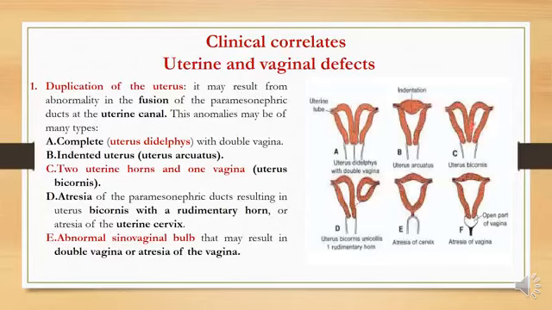Two uterine horns and one vagina is called uterus bicornis, or there may be atresia of the paramesonephric duct resulting in uterus bicornis with a rudimentary horn, or atresia of the uterine cervix.